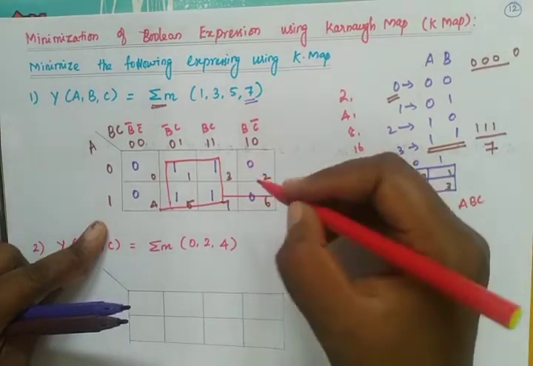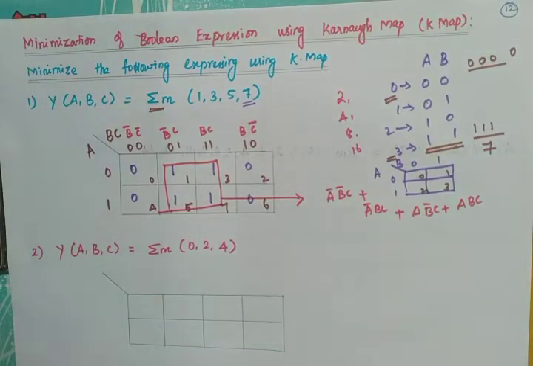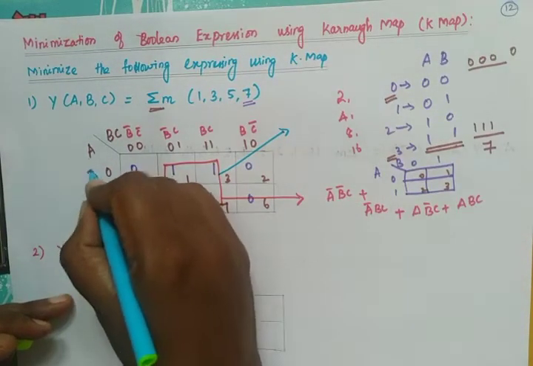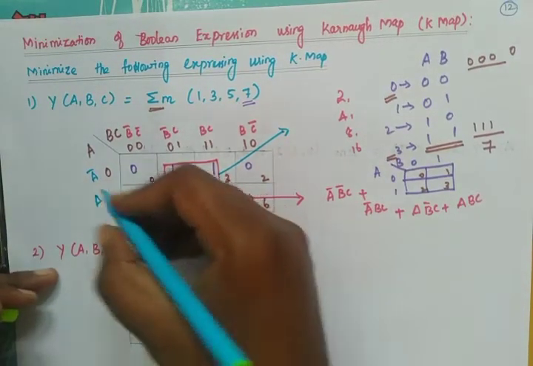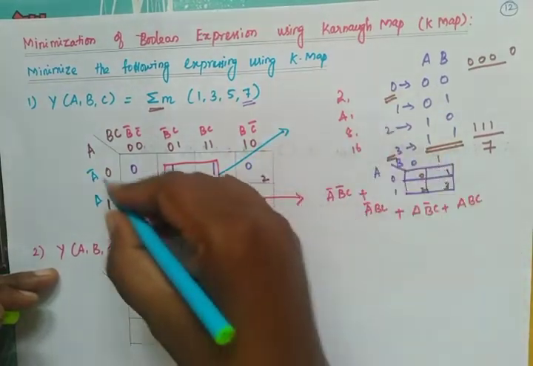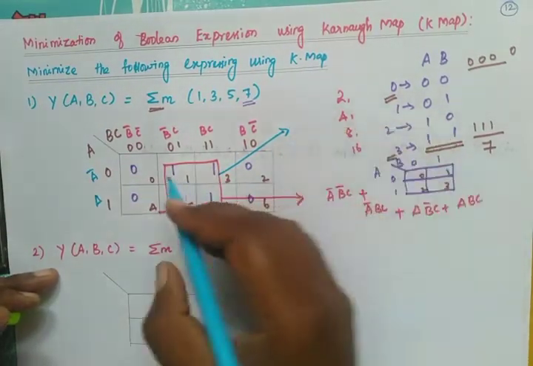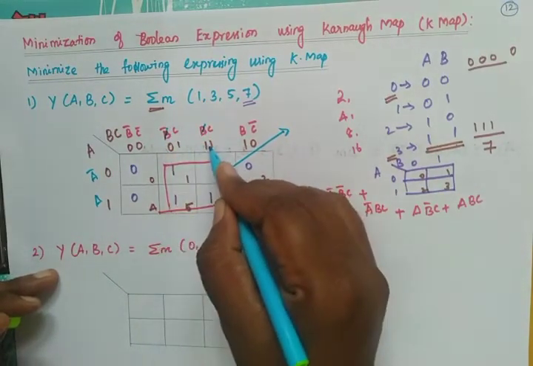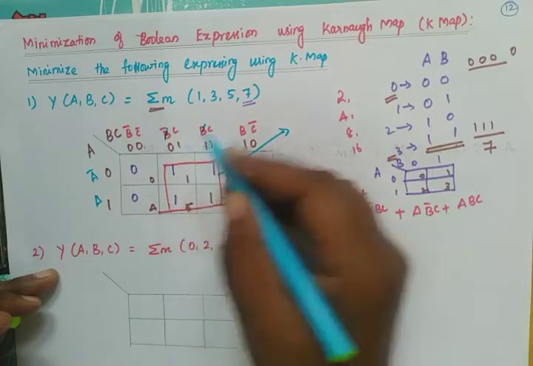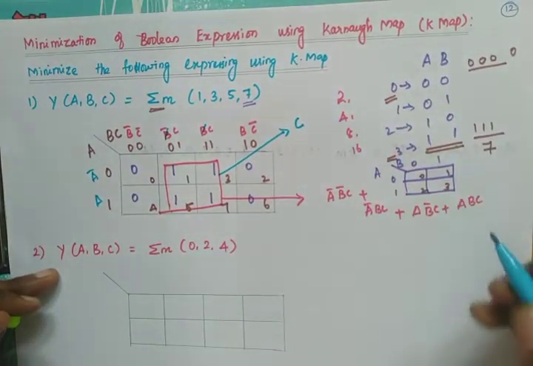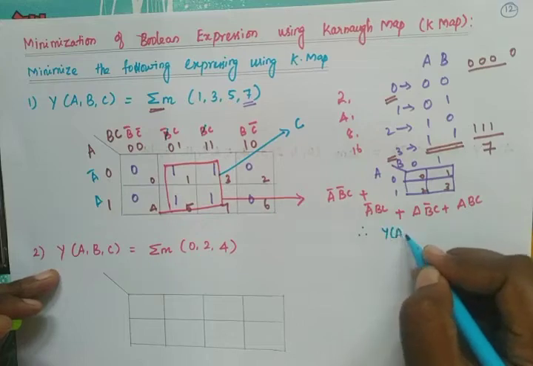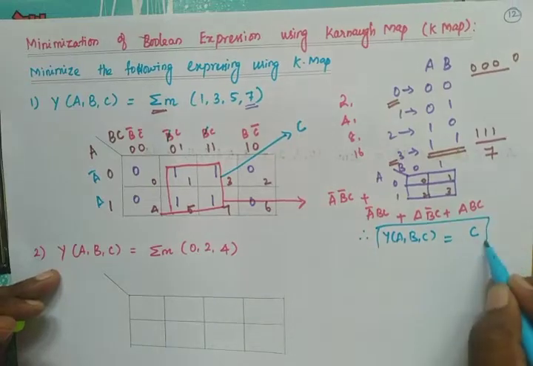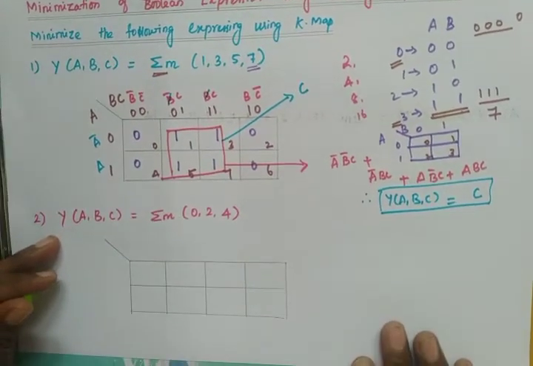But in K-map we can write the answer directly. How can we write the answer directly? Just listen. Here we have A bar and A. So as per rules, this A bar gets cancelled, so we don't get A or A bar here. Now compare this, 0 and 1 will get cancelled. That is B bar, B into B bar will be equal to 0. So finally you will get the answer as C. Therefore, y of A, B, C is equal to C. This is the minimized expression for this K-map.